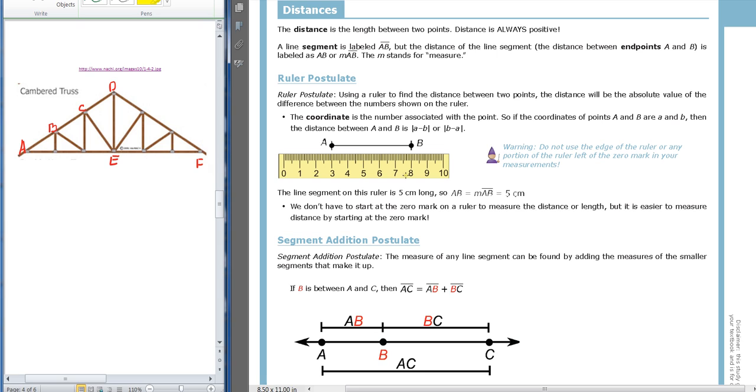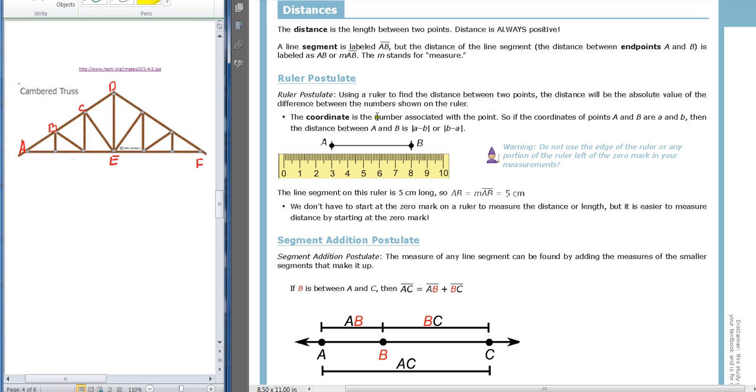All right, now let's take a look at the ruler postulate. The ruler postulate says, using a ruler to find the distance between 2 points, the distance will be the absolute value of the difference between the numbers on the ruler. So I have 3 and 8. If I subtract 3 and 8, I'm going to get 5. Now, here's the important point. It is the absolute value. That means whether I subtract 3 minus 8, which would be a negative 5, the absolute value would make it a positive 5.